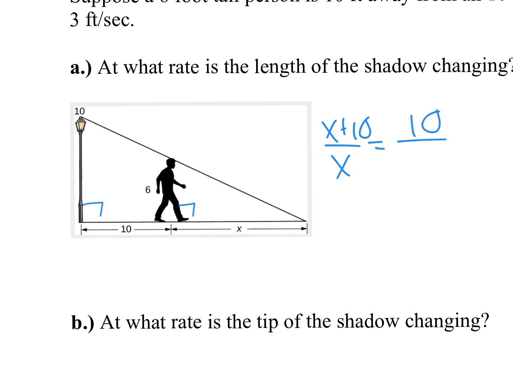Now, when we cross multiply, all we're trying to find is what? Dx dt, I'm guessing, or something? What are they looking for? They're looking at what rate is the length of the shadow changing? Oh, so that's not x. That's actually, we have to call that. What would we call that?